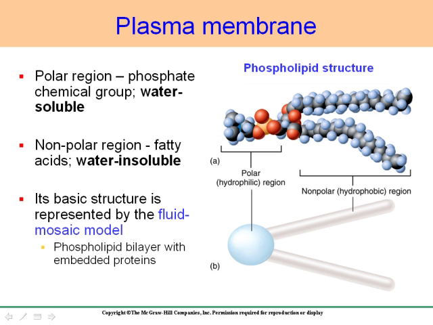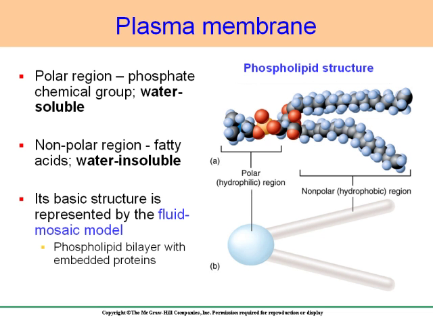Plasma membranes have a polar region as well as a nonpolar region. The polar region is composed of a phosphate chemical group, while the nonpolar region is composed of fatty acids. If you look at the diagram on the right, you'll see the structure of the plasma membrane. The plasma membrane is composed of molecules called phospholipids. And so you can see the polar region as well as the nonpolar region.